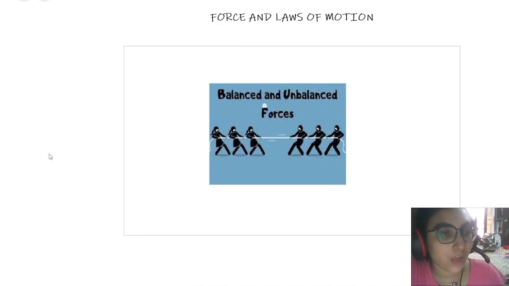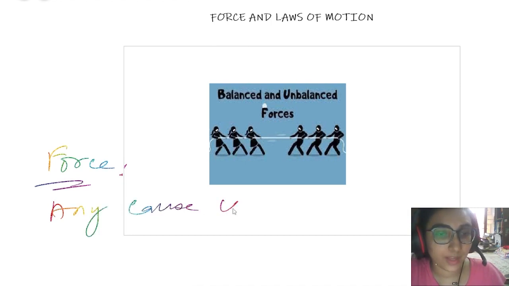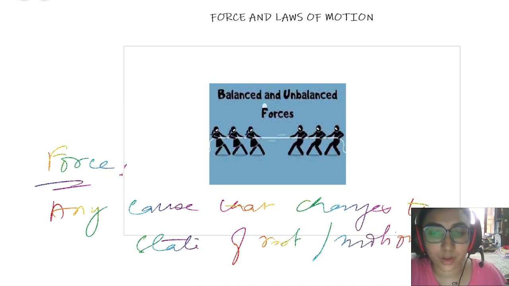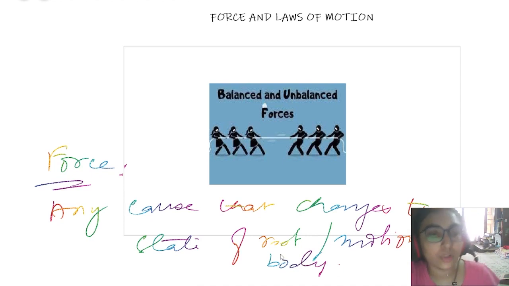Okay, so a force is any cause that changes the state of rest or motion of a body. Okay, so this is the definition. You guys can write it down. What does this exactly mean?